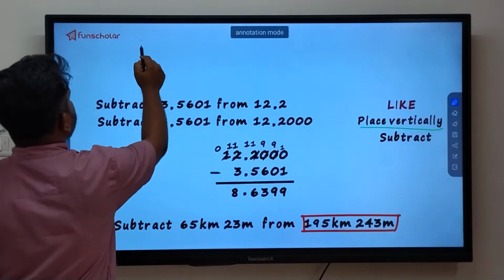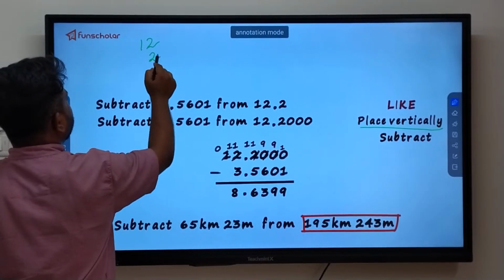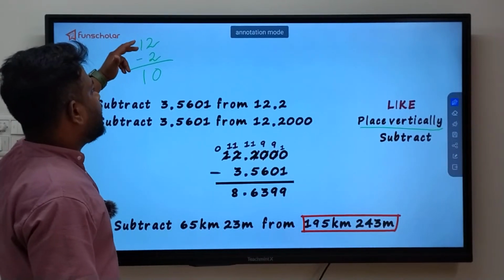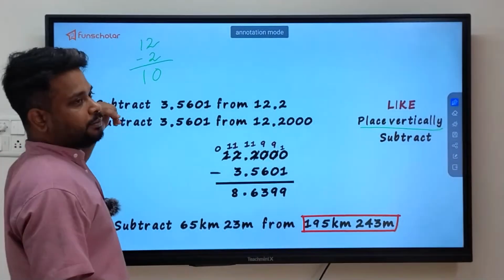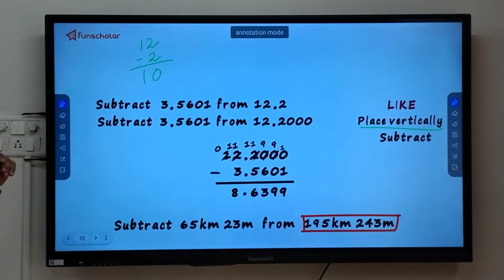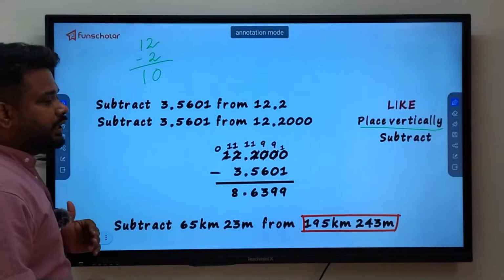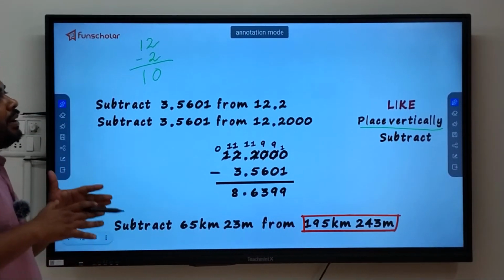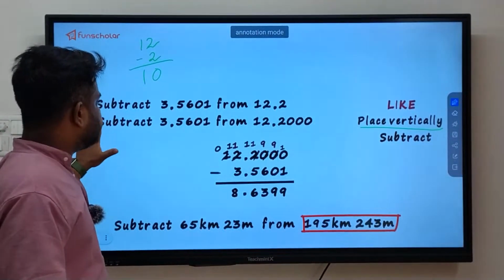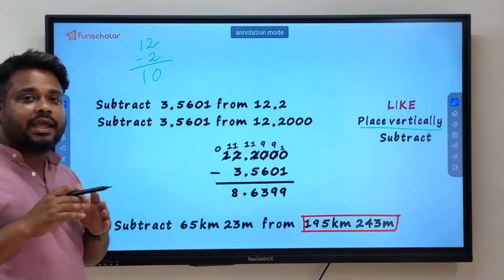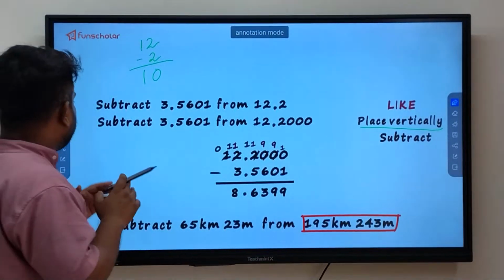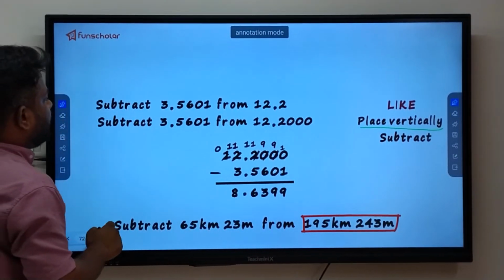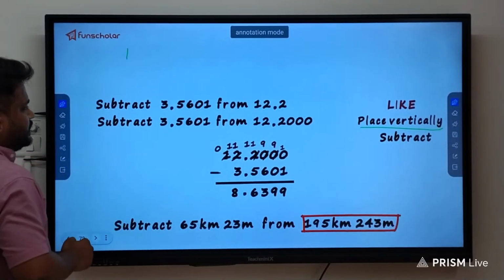We generally know that we subtract the smaller number from the bigger number. We subtract 2 from 12, not 12 from 2, because this will give us a negative integer. And in decimals, as per your syllabus, your syllabus doesn't contain negative decimals. So try to be a little careful and write the bigger number first.